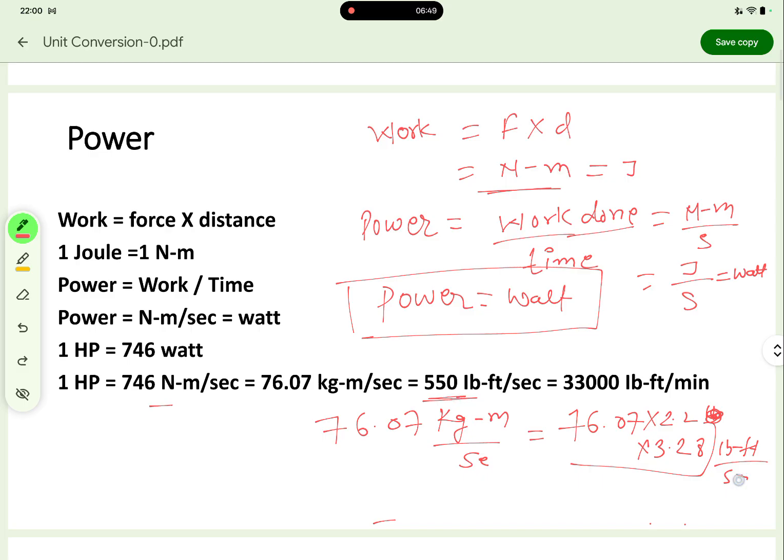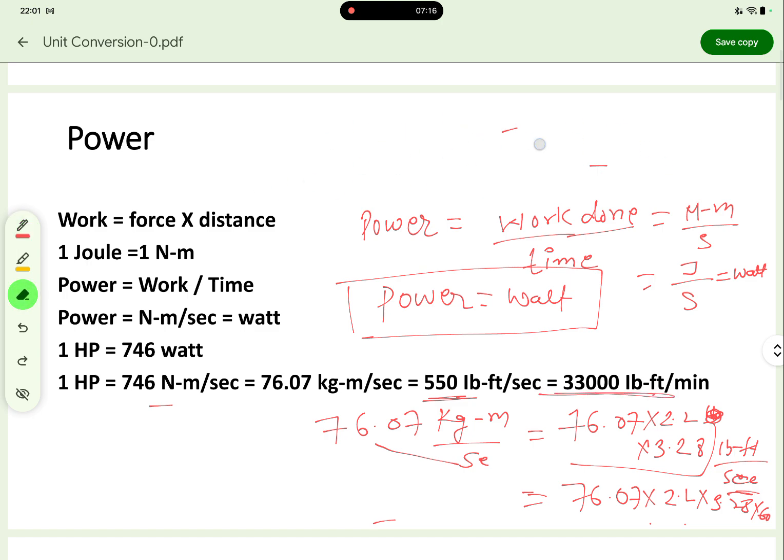And further, if you want to convert this second into the minute, you simply have to multiply with 60. So 7.07 multiplied with 2.2, multiplied with 3.28 and multiplied with 60. So you will get this value. When you multiply this by 60, you will get this much amount of value. So this is the power conversion.